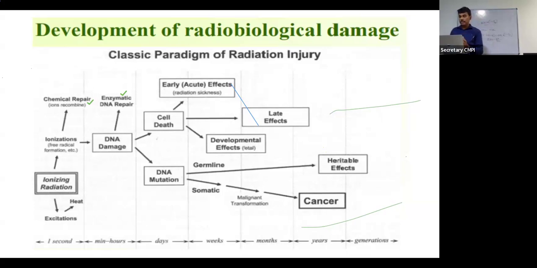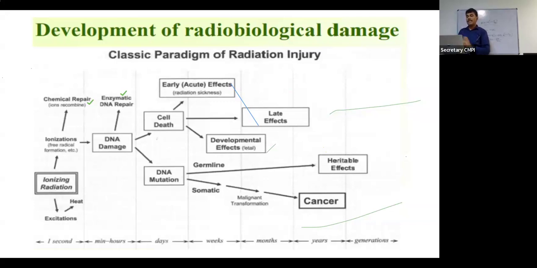Now, if repair is not there, cell death happens, cell killing happens. Then it can be an early acute effect, like what we discussed, NBD syndrome, bone marrow syndromes, etc. Or it can be a late effect, something like somatic cancer induction, cataract, etc. Or it can be a developmental effect, like when a pregnant lady gets in utero exposure, then it's a developmental effect. That is the way cell death and cell killing progress.